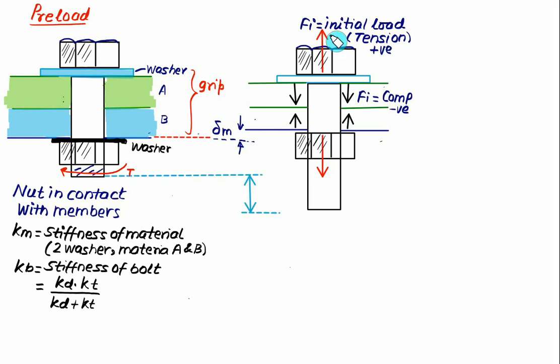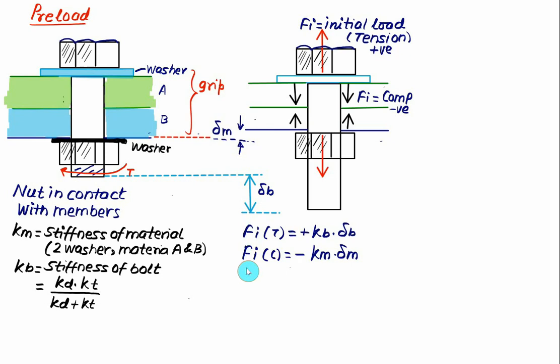So the bolt is in tension, and the bolt length has increased by an amount equal to delta B. Since the stiffness of the bolt is Kb, we can write the value of Fi, the tension value, taken as positive, as the stiffness of the bolt multiplied by the deflection of the bolt, delta B. Whereas Fi is a compressive value in the case of members, so you have to take it as negative, and it is given as Km, which is the equivalent stiffness for the washer, the two materials and the bottom washer, multiplied by the deflection of the material, delta m. This time delta m is a negative value and delta B is a positive value.